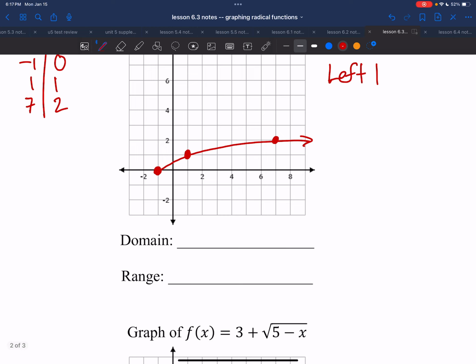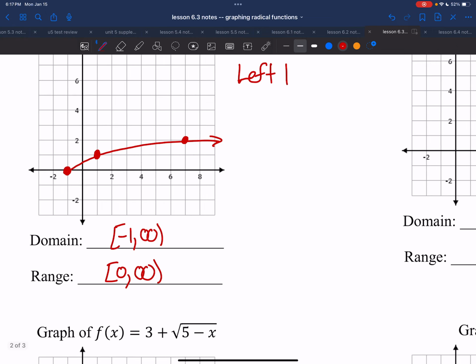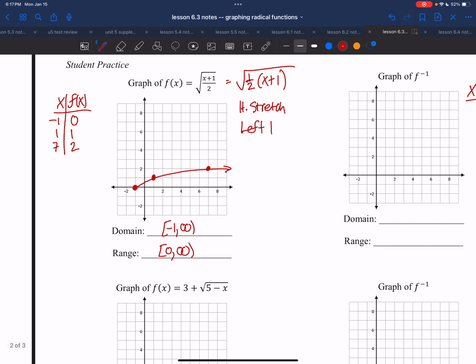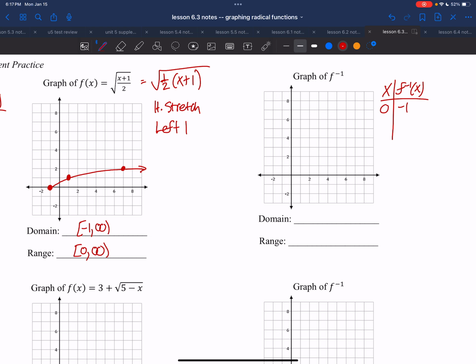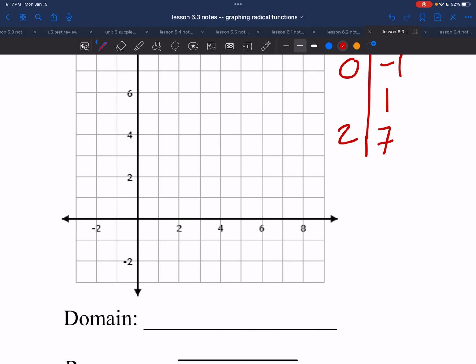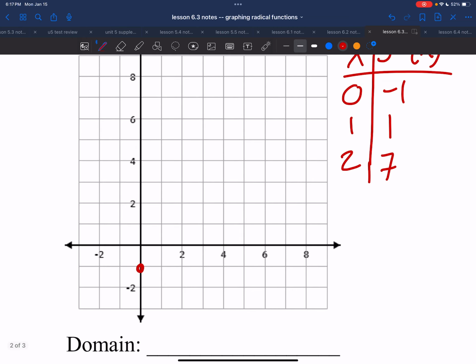And that's my square root curve. Starts at negative 1, goes to infinity. Starts at 0, goes up to infinity for domain and range. Flip these points, right? 0, negative 1, 1, 1, 2, 7. Plot these. 0, negative 1 is here. 1, 1 is here. And 2, 7 is here.